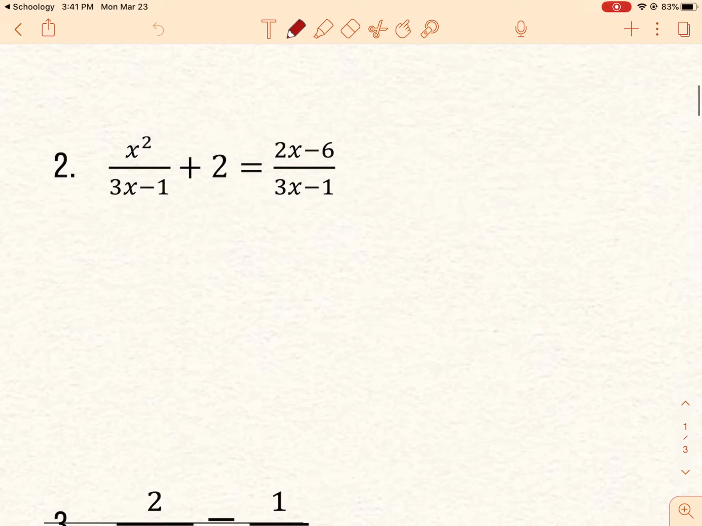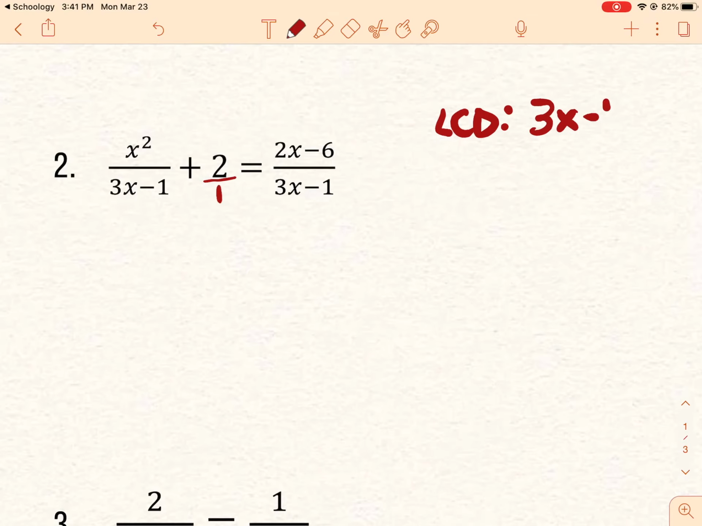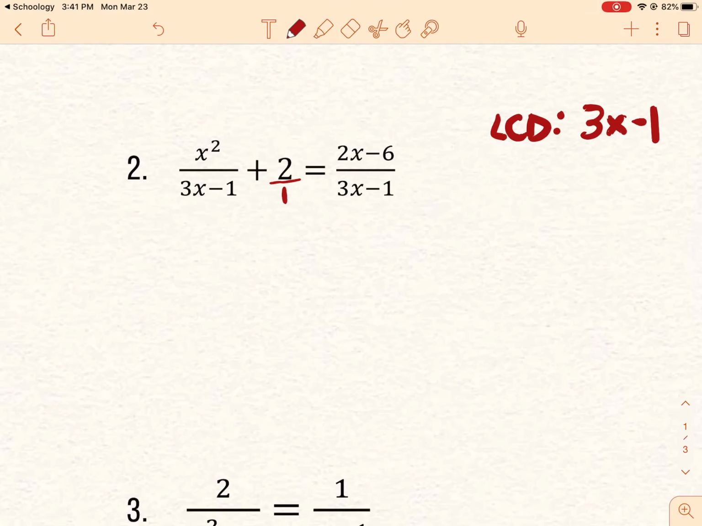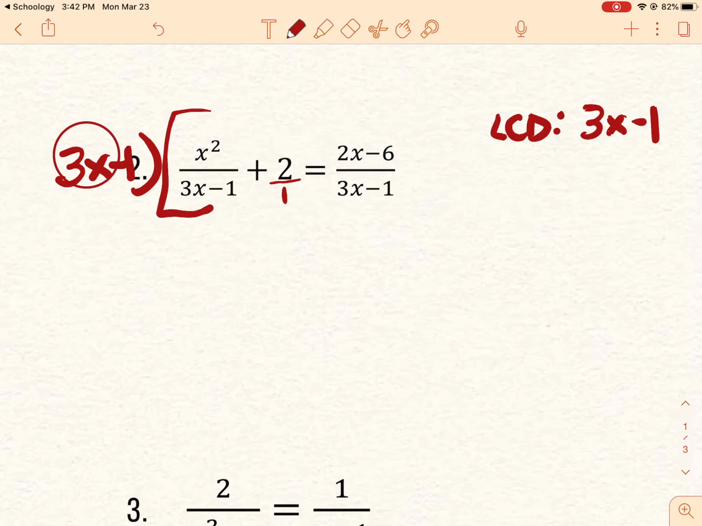So if we're doing number 2, one way to do it is to find the least common denominator. Looking at number 2 here, that has a denominator of 1, and then the others have a denominator of 3x minus 1. So the least common denominator is that 3x minus 1. One way to solve this is to multiply every one of those terms by the least common denominator. So I'm taking a 3x minus 1 and multiplying by each of those.